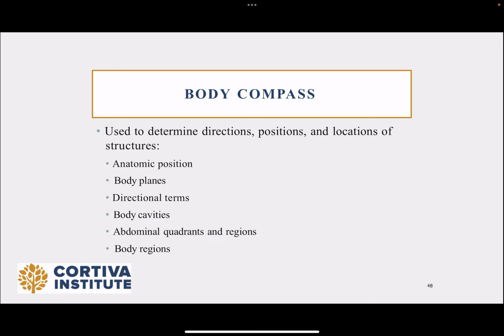The body compass. This is going to help determine directions, positions, and locations. So we have anatomical position. Anatomical position, of course, is our human body. My face is going to be straight. My palms are going to be facing forward. My legs are going to be a little bit far apart, but my feet are also going to be facing forward, right? Anatomical position was created so that while we're talking with other people within the medical field, we're all thinking and looking at the body from the same position.